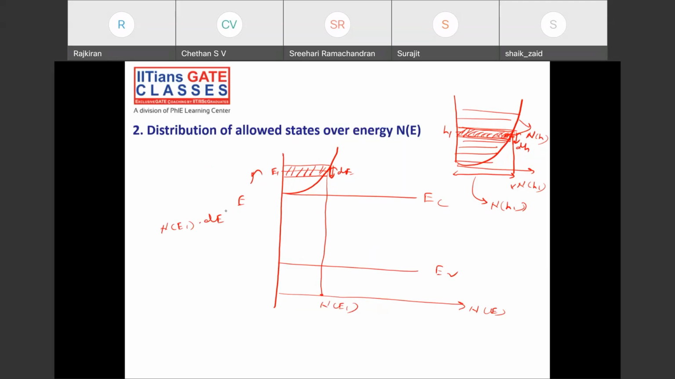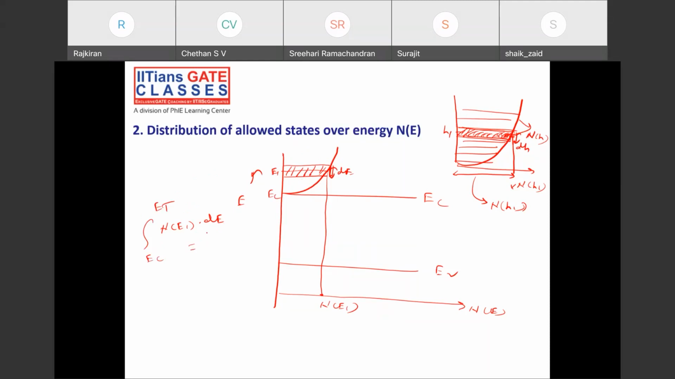If I want to find out the total number of energy states available from EC to E top, what will I do? I have to integrate from EC to E top. Then, what is the number of energy states I will get? I will get the total energy states in the conduction band, right? So how much will I get?